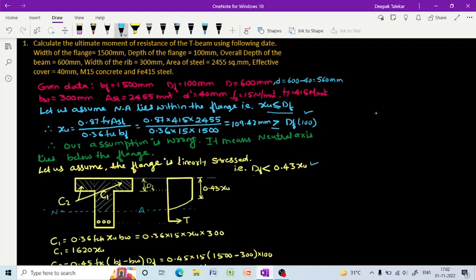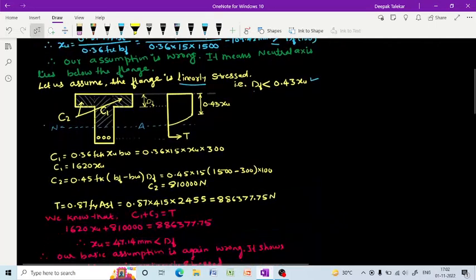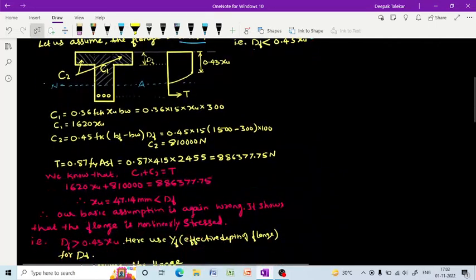Now let us check with this condition. First of all, we are assuming that the neutral axis lies below the flange. Again there are two cases. The flange may be linearly stressed or non-linearly stressed. Now to begin with, let us assume that the flange is linearly stressed. That means your Df is less than 0.43 times Xu. Now let's consider that and we'll find out the C and T.